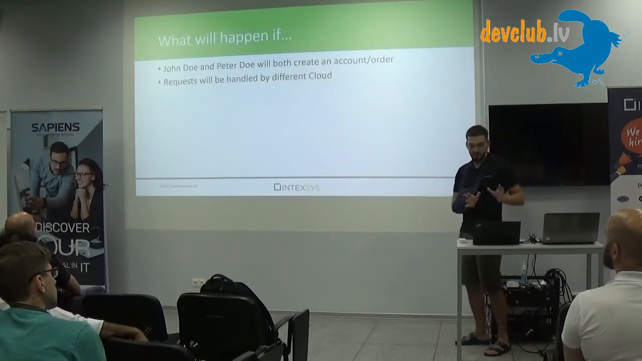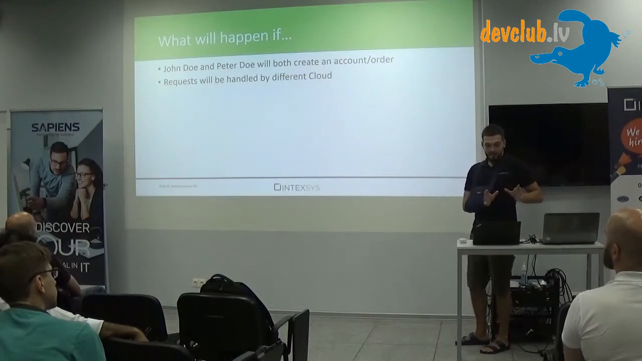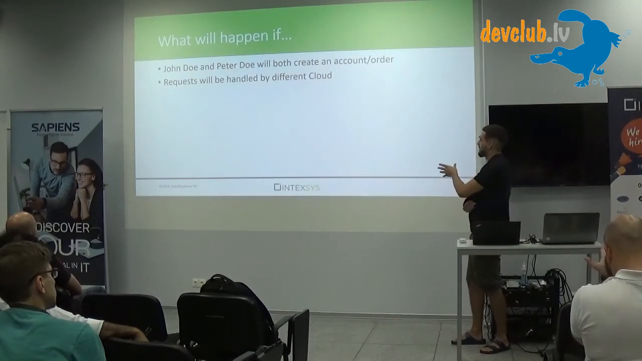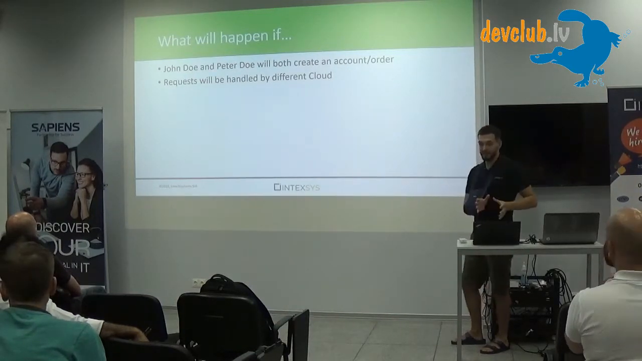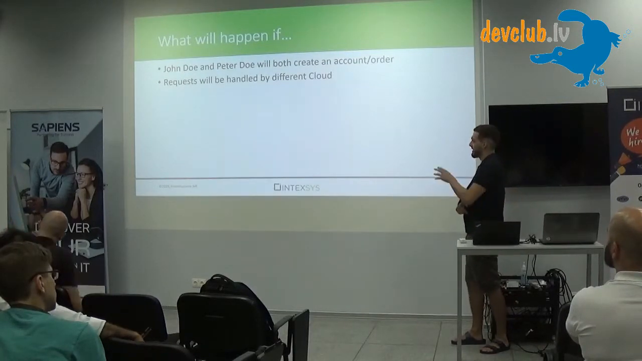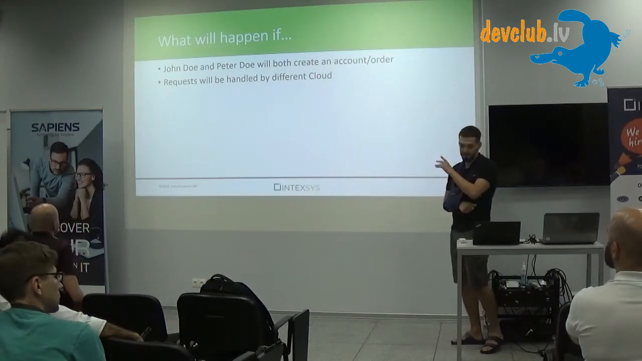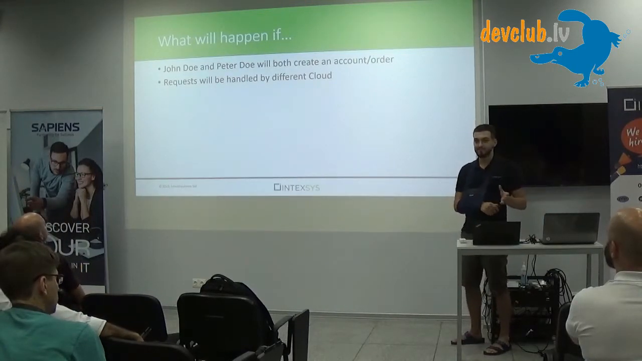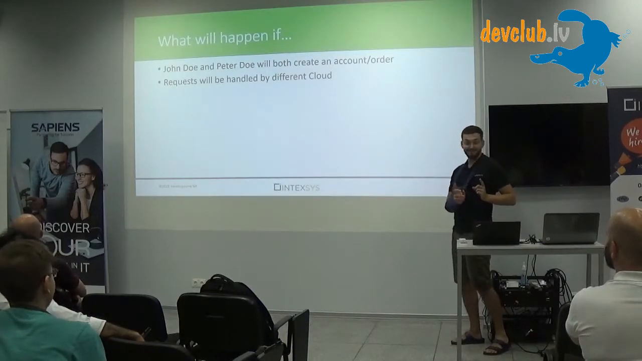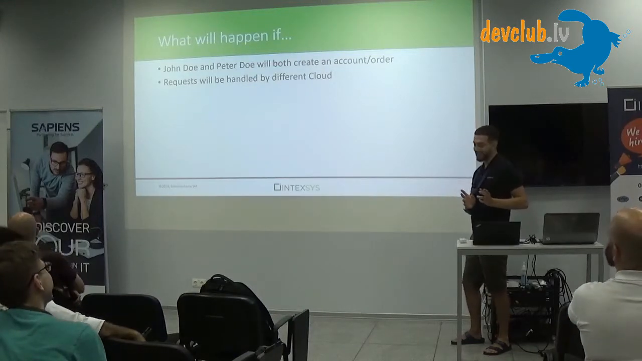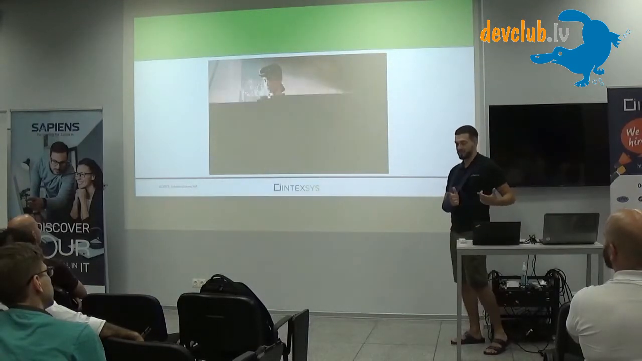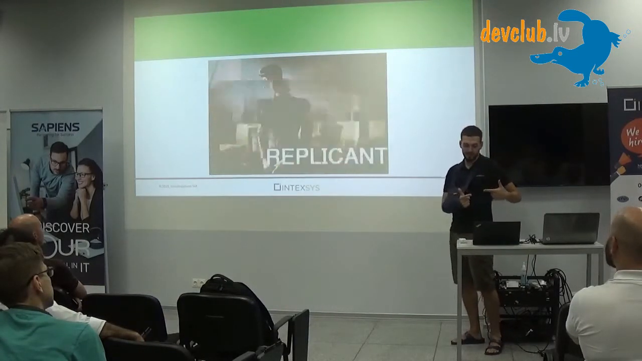Let's imagine this. We have John and Peter, and they both create an account or place an order at the same time, the same second, which is unlikely, but let's imagine that. The request will be handled by different clouds. So what will happen? If 2 people place an order, your replication will fail because the primary keys of both clouds will collide.